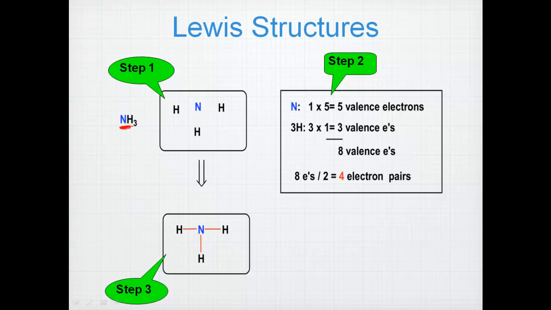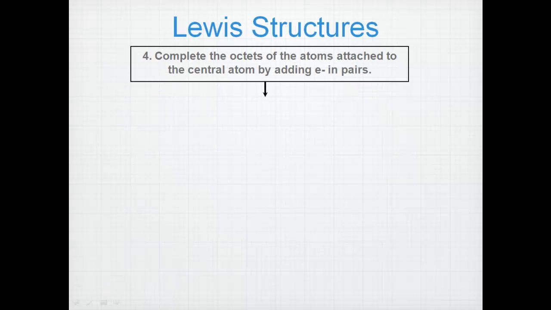Then in step 2, the nitrogen has 5, and each hydrogen has 1. So 5 total electrons from the nitrogen, 3 total from the 3 hydrogens. That's a total of 8 valence electrons. If you divide by 2, that tells you it has 4 electron pairs. Step 3, you're going to place a bond here, a bond here, and a bond here between nitrogen and each of the hydrogens.